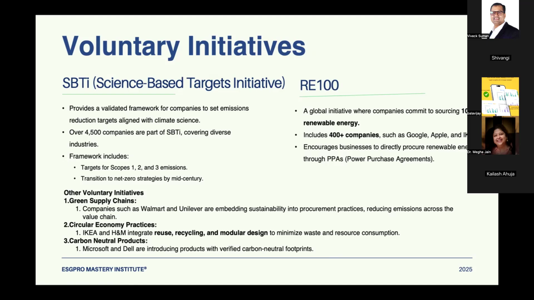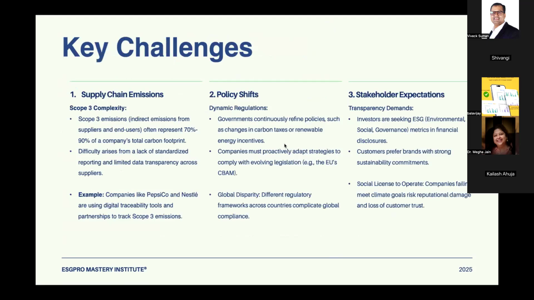So these are a few voluntary efforts that are happening, but this doesn't give you too much overconfidence that the world is really doing all that is required. There are still several challenges, and three of those are in front of you. The first is supply chain emissions. The world is claiming they are doing really well in this area, but actually they are failing miserably here.